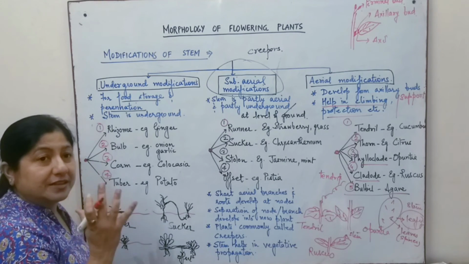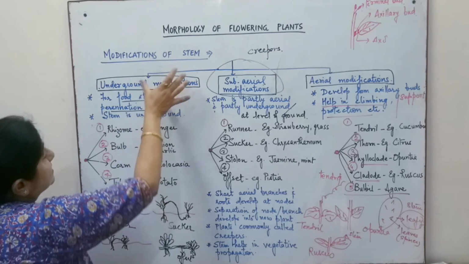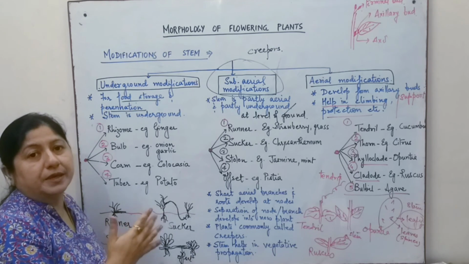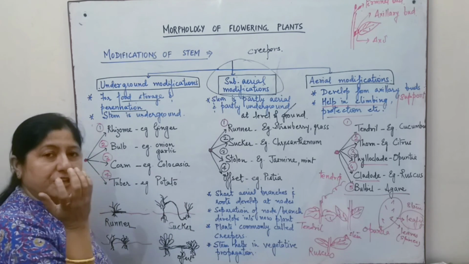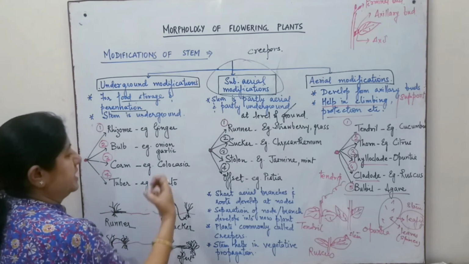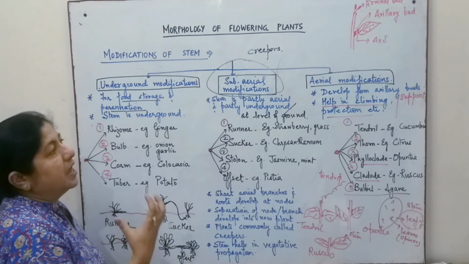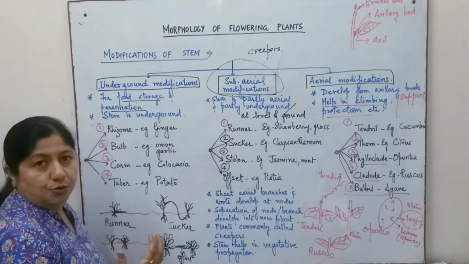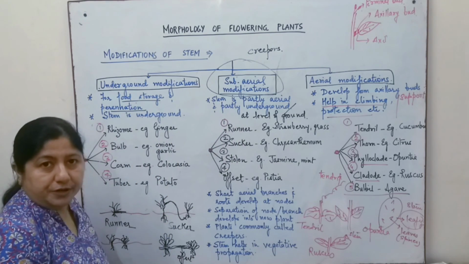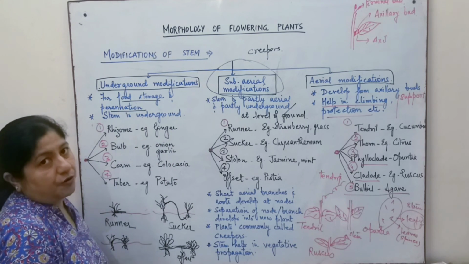So we are seeing various kinds of modification in plants where the stem is performing different functions, apart from the important function of holding the various structures of the plant, providing the medium through which water, minerals and nutrients are transported, and also providing certain growth substances. But apart from that, it is performing various other important functions. So we see here the different types of modifications of the stem.